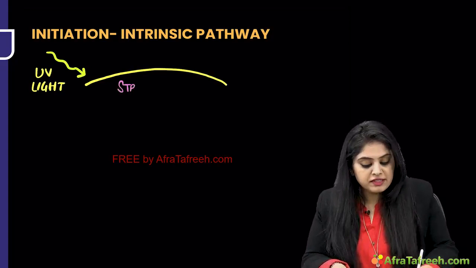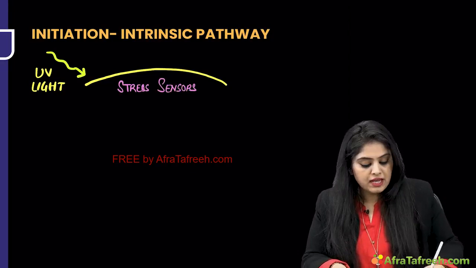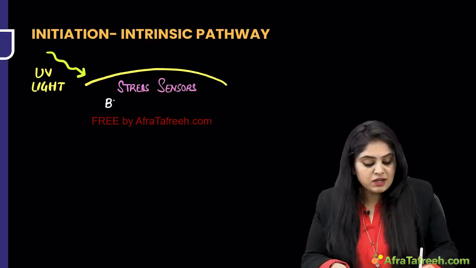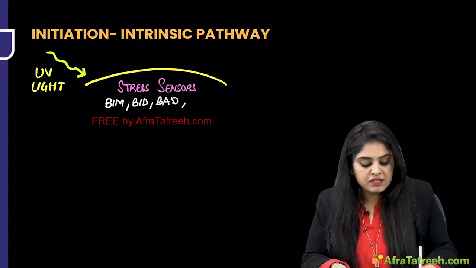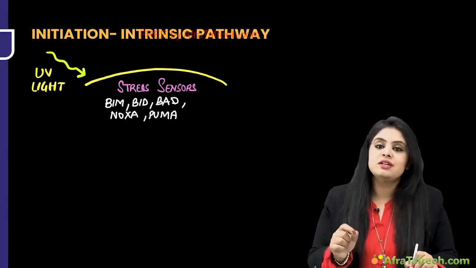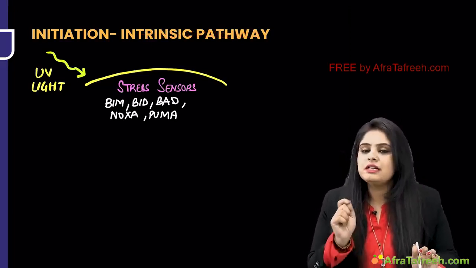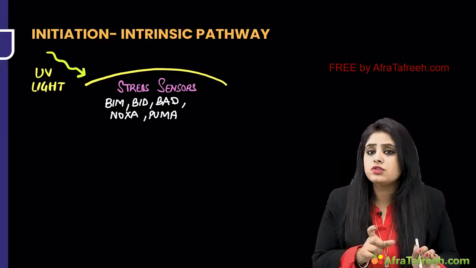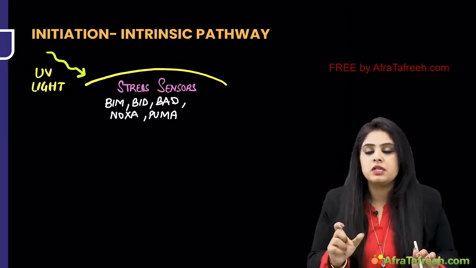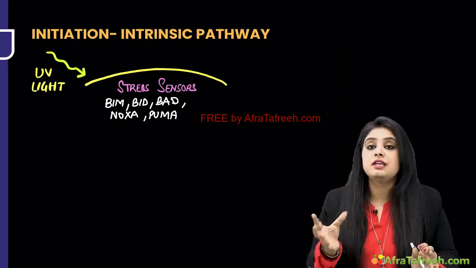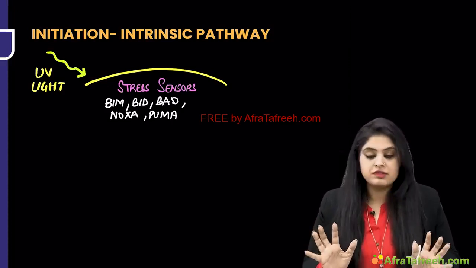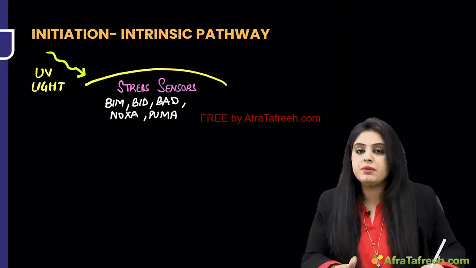We have a few stress sensors in our body, and let's learn it like a rhyme. These include BIM, BID, BAD, NOXA and PUMA. So like I said, there's a kind of a rhyme or a sound to it, a song to it. BIM, BID, BAD, NOXA and PUMA. These are said to be stress sensors. As soon as a little bit of stress comes, some hormonal stress, some nutrition stress, ultraviolet stress, poison, chemical, any kind of stress comes, they start ringing like alarms. They start ringing that, okay, some problem is going on in the body. So what is going to happen because of that?